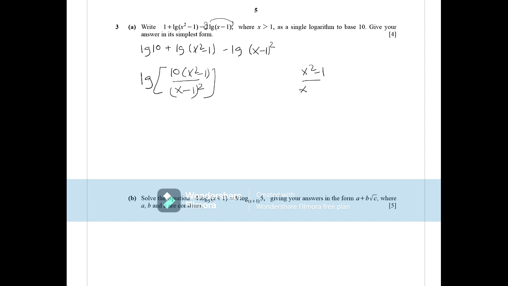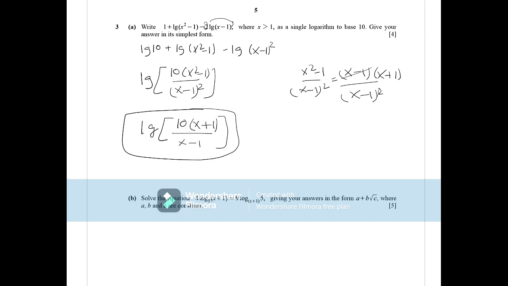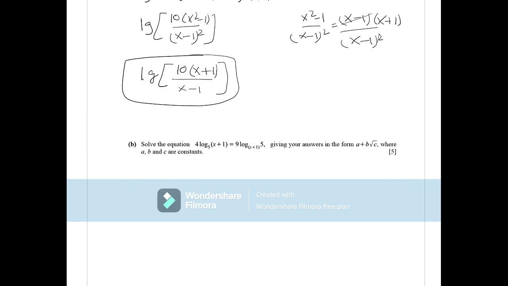X squared minus 1 over x minus 1, whole squared, is x minus 1 times x plus 1 over x minus 1, whole squared. This cancels out the square, and you're left with lg of 10 times x plus 1 over x minus 1. And this is your answer.